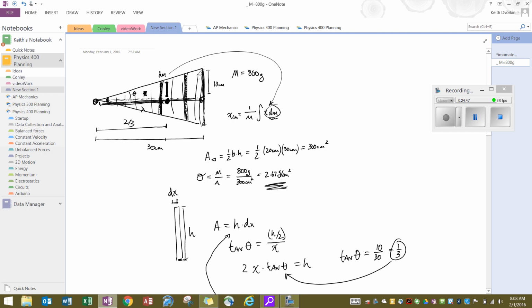And physically, that should make a bit of sense. More of the mass is located on this side than this side. So we would expect it to be to the right of the halfway point, 15 centimeters. So those are all good signs.